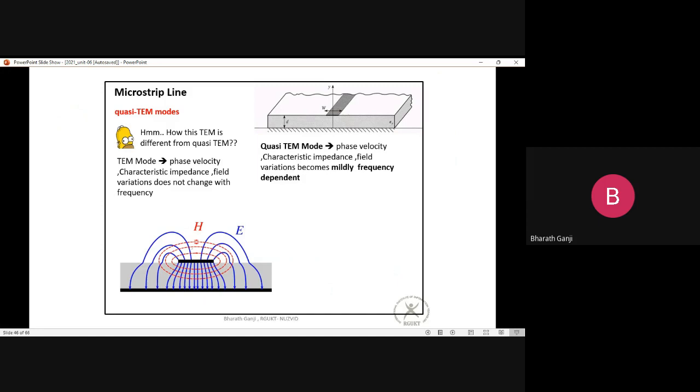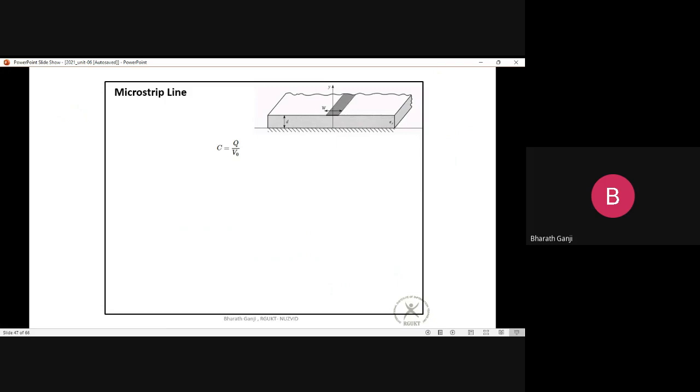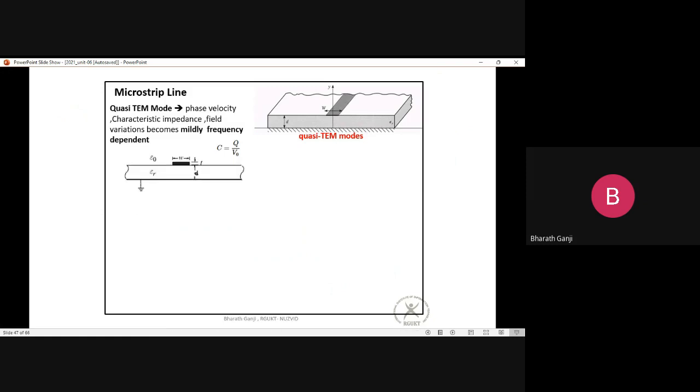So with this small correction, we can analyze our microstrip lines easily by assuming that the kind of mode that operates is a quasi-TEM mode in a microstrip line. Because we're still saying it's a TEM mode, we can find the characteristics of this quasi-TEM mode. So this is our scenario now: you have a ground plane, and you have some dielectric medium of thickness d, and then you have some metal on the top which is of some width w, and on the top there is air.